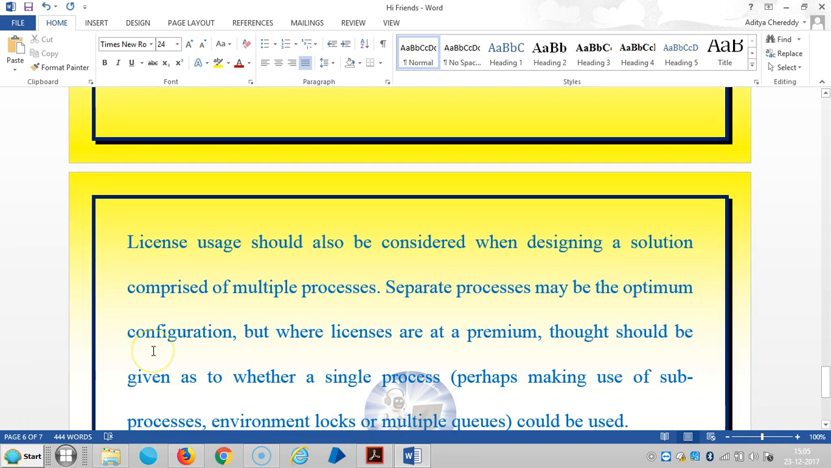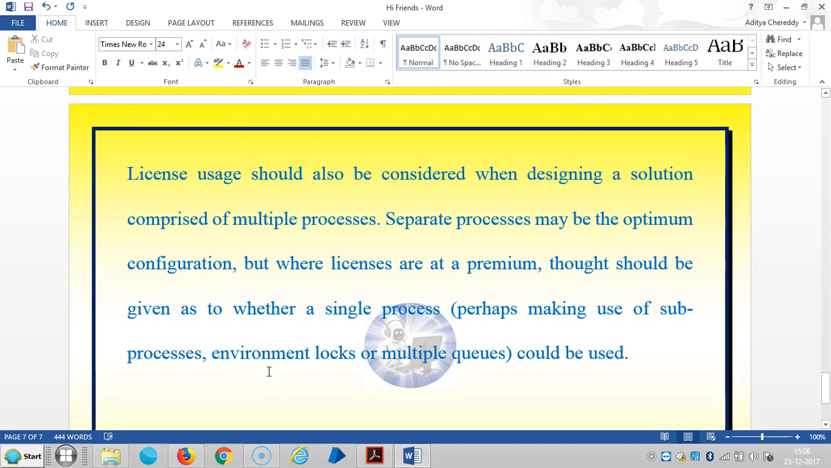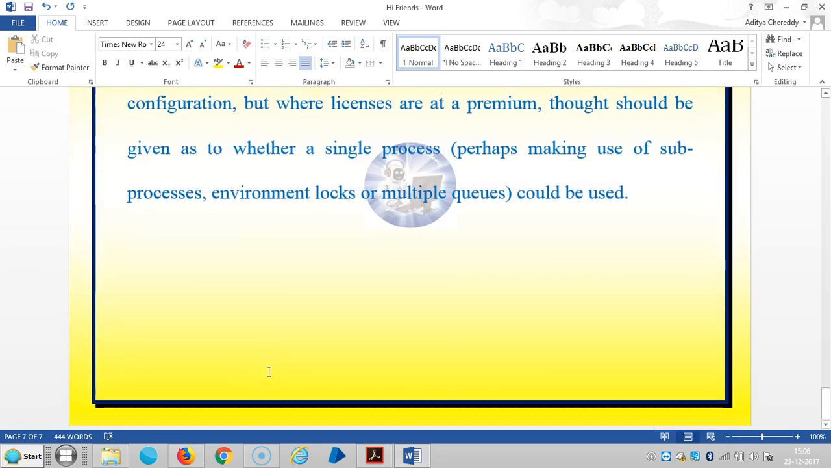The next one is license utilization. The license usage should be considered when designing a solution comprised of multiple processes. Separate processes may be the optimum configuration, but where licenses are at a premium, thought should be given as to whether a single process, or perhaps the use of sub processes like environmental locks or multiple queues, could be used.